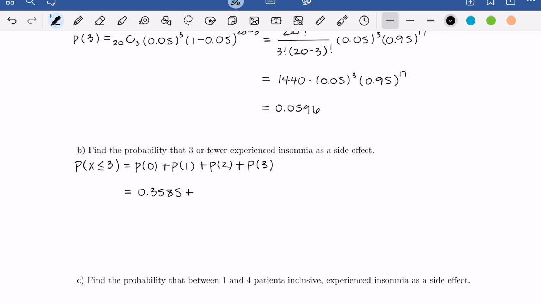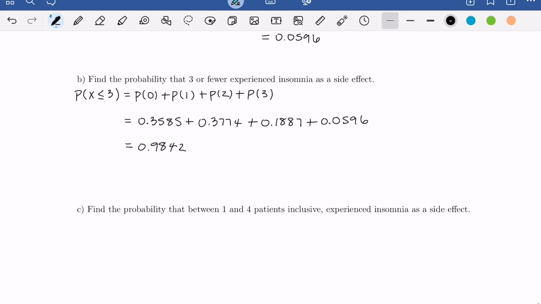0.3585 plus this guy plus, and then finally the probability of 3 users experiencing insomnia. Adding these guys together, this is going to be 0.9842. So we would expect that in a random sample of 20 of these Clarinex D users, there's a probability of 0.9842 that no more than 3 will have insomnia as a side effect.